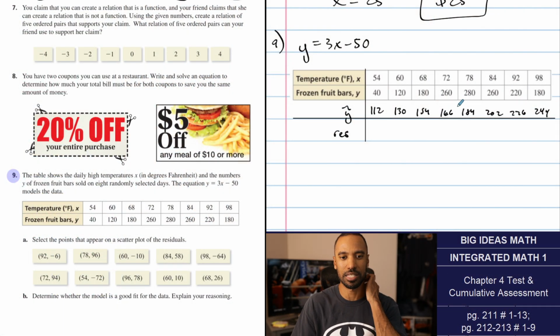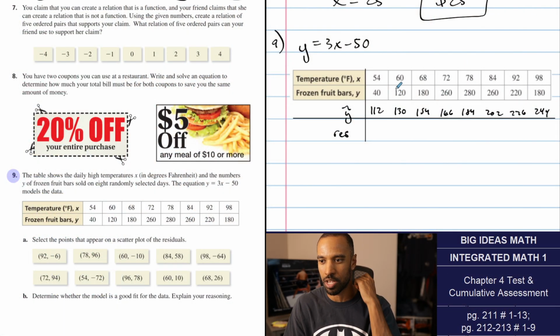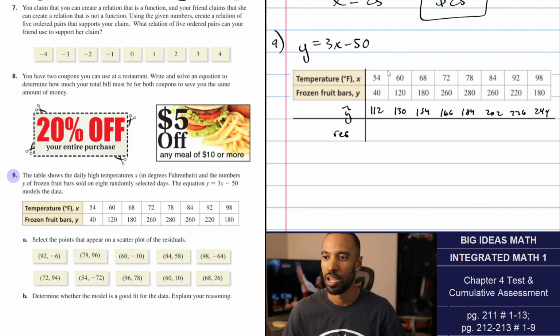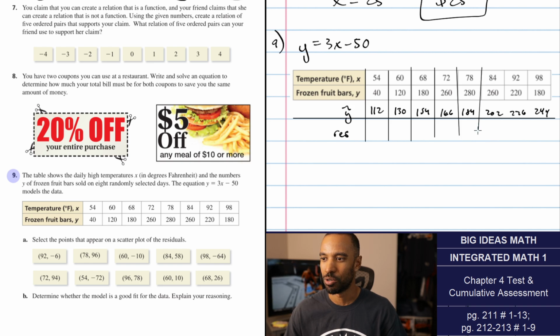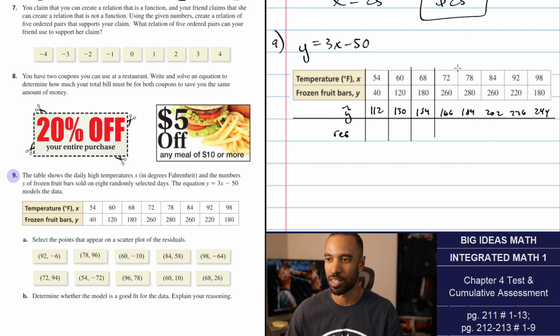I guess that aligns with the residuals that you see as options. These are really far apart from each other. I'm going to start drawing some lines here so you can look at these. How far apart is 40 from 112, 120 from 130, etc.? Those are the residuals. That's what we're actually going to subtract here, guys. Oh, that looks hideous. Let's try that again.